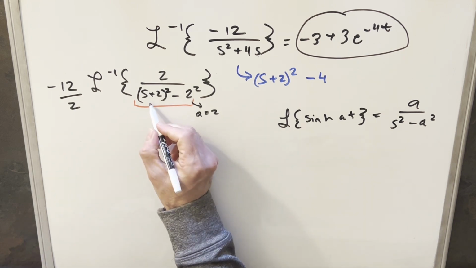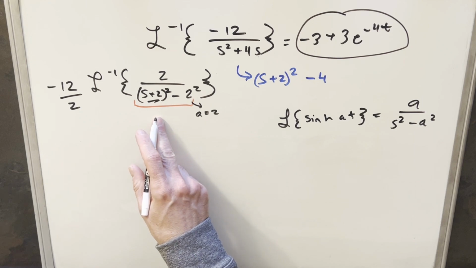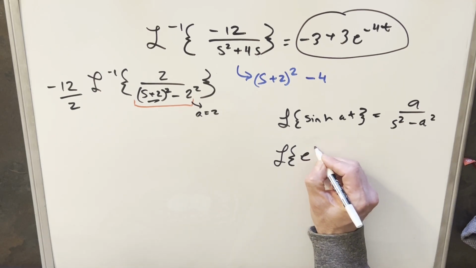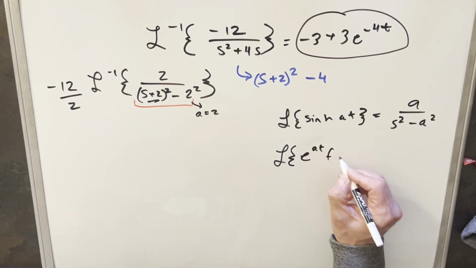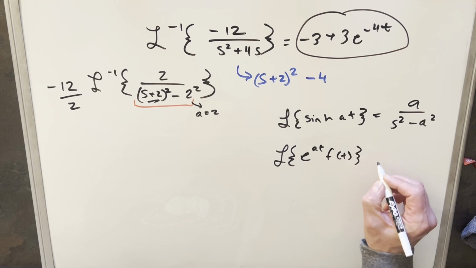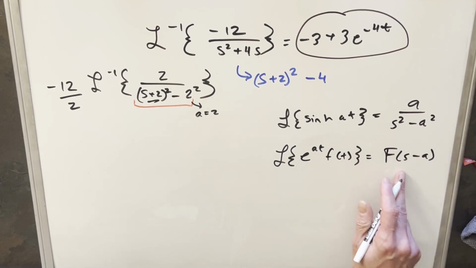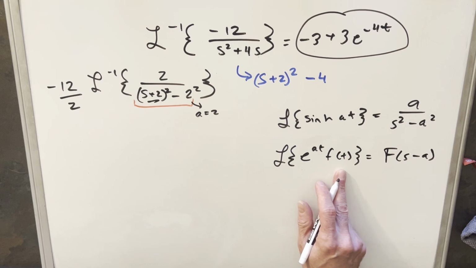And so now at this point, this is really close to our formula, but not quite, because we still have this s plus 2 here. So we have some kind of shifted function. Well, we have something for that. Generally, when we have one of our common formulas shifted, we can use this formula: the Laplace transform of e to the at times f of t is going to be just big F of s minus a, shifting the Laplace transform of our f of t function.